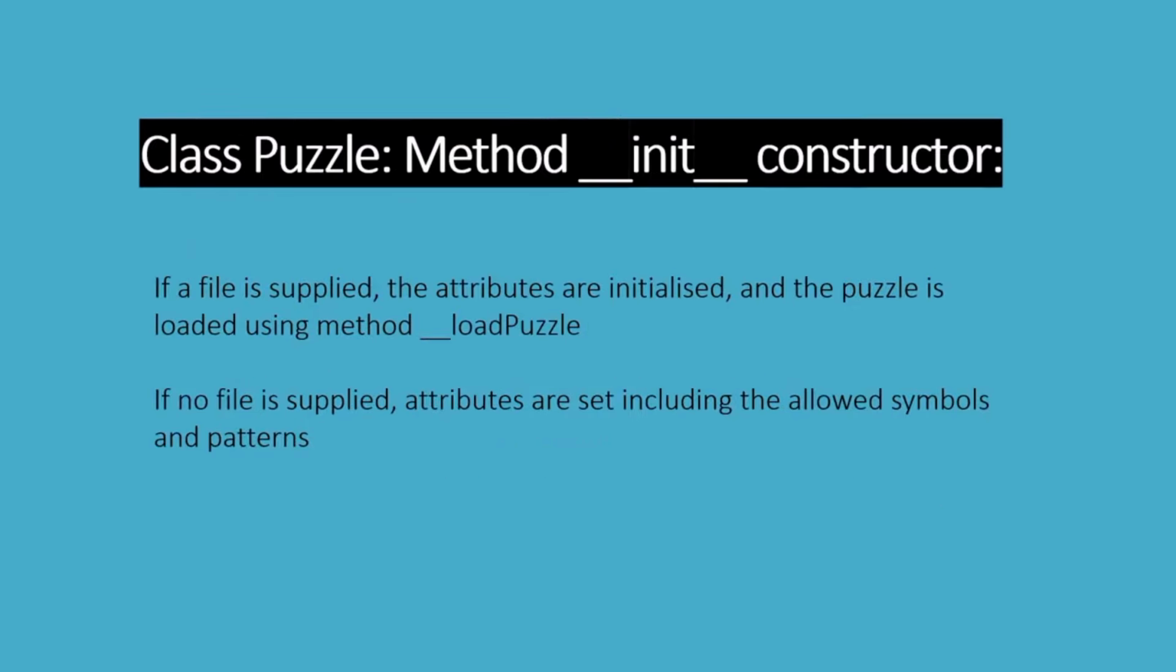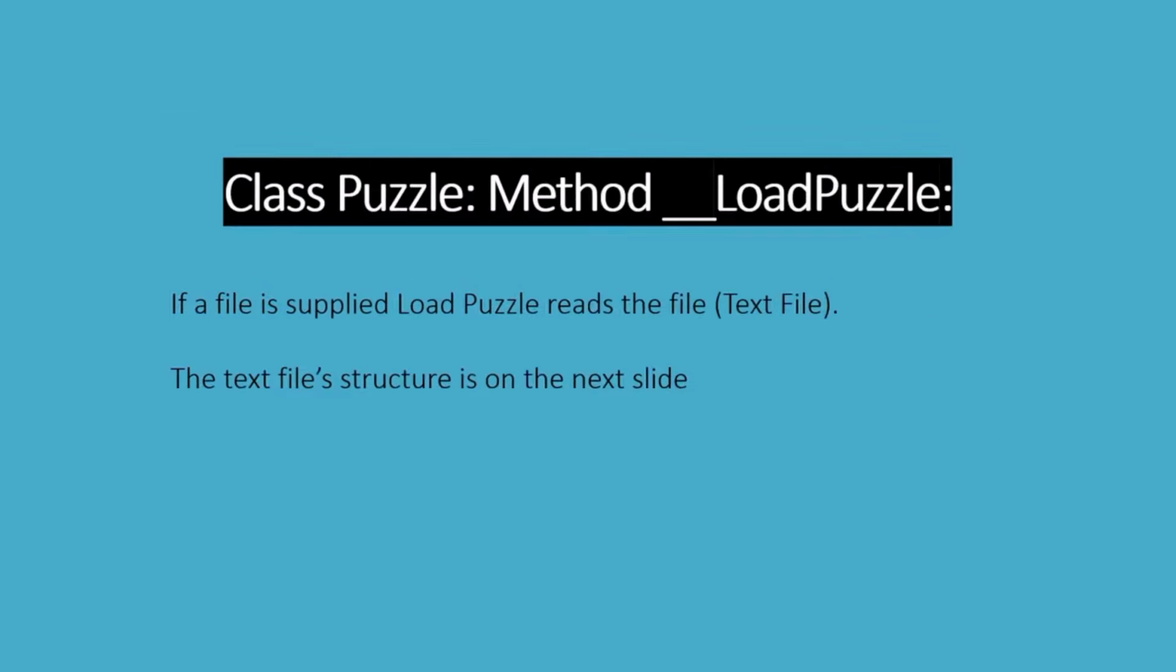Coming on to the constructor method in our puzzle class, if a file is supplied, the attributes are initialized and the puzzle is loaded using the method loadPuzzle. If no file is supplied, attributes are set including the allowed symbols and the patron. The loadPuzzle method in our puzzle class reads the puzzle file if it was supplied.